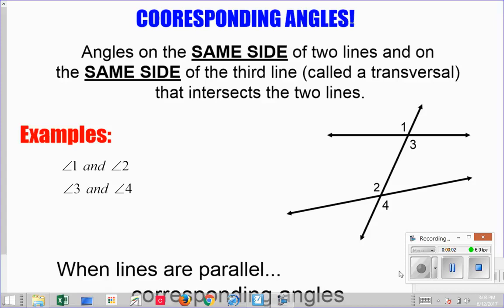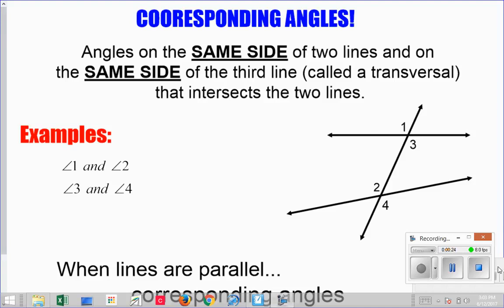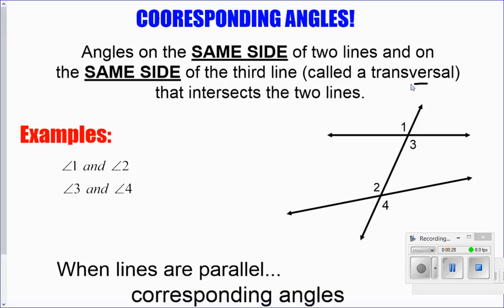Okay, so we're going to talk about some different types of angles that are formed when two lines intersect. So first of all, let's look at corresponding angles. If you're taking a look at this diagram here, we have two lines and they intersect with a third line. First of all, that third line has a name. That line that intersects the other two lines is called a transversal.